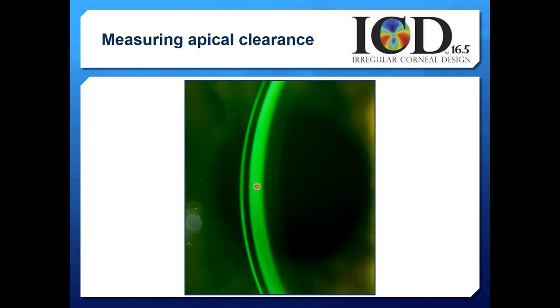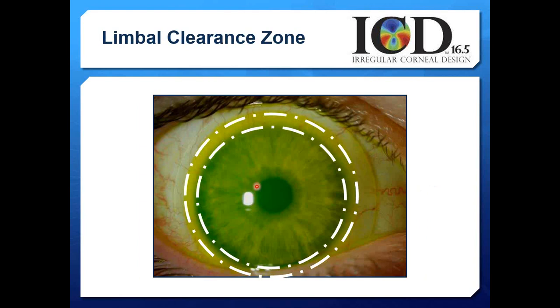So I'm always comfortable with a lens that goes on with too much apical clearance. A lens that goes on with an inadequate amount of clearance probably needs to come off and a higher depth lens placed on eye because it may not allow for settling.